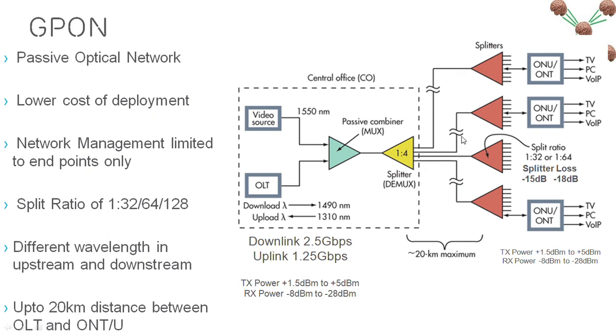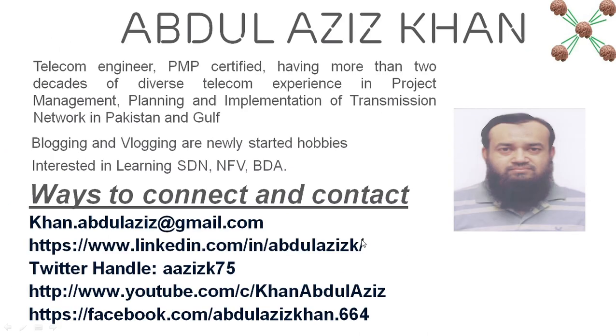Because it is passive, you can only manage the OLT and the ONT. You don't know what is going on in between. So if any customer is down, you cannot know very easily whether he's down on this splitter or that splitter, because these are not managed. This is all passive equipment. So this is GPON, which is our last technology.